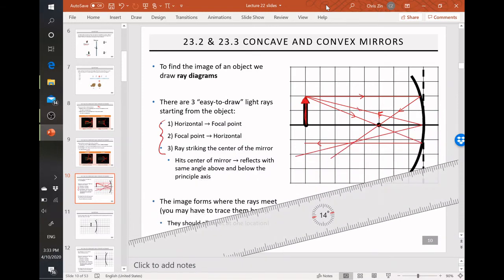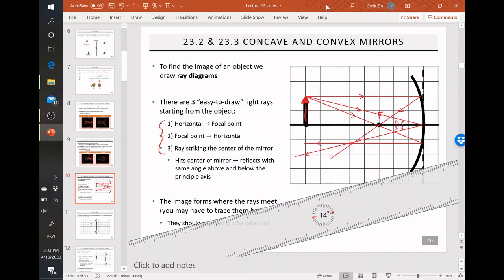So I have incoming, outgoing. Incoming, by the way, in this context means it's incoming toward the mirror, and outgoing means it's outgoing from the mirror. Okay, so in the case of that third light ray, the law of reflection shows me that the angle of incidence equals the angle of reflection.